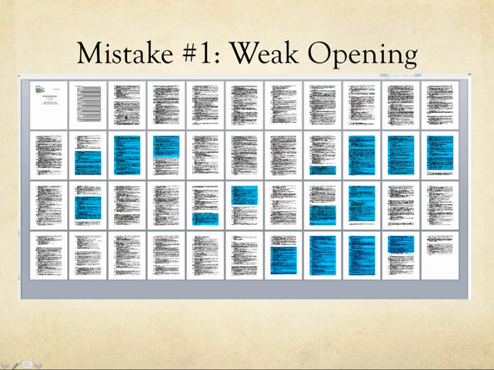So sometimes people will say, well, you know, there are some good things up here in that first opening. Yes, but if they're not strong enough to catch the reader's attention, they're not going to turn the pages to get down to page 50. So make sure the opening has something strong going on.